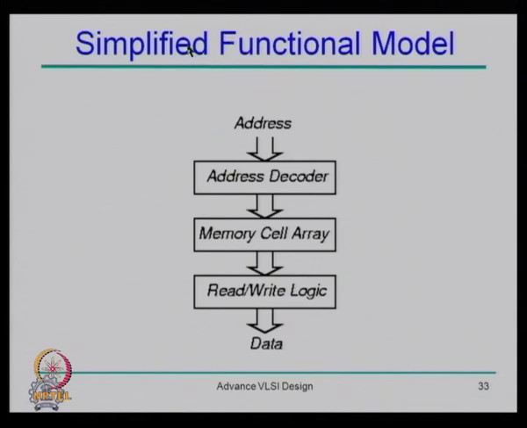Now as I said, memory does some restricted function, so we can generate a simplified functional model for that. You place the address for the memory, the address decoder will decode the address, it will enable one of the memory cells and then you will read or write that, and if you are reading, you will get data out. Now there can be a fault in the decoder, so that means your decoder may enable two cells or multiple cells, or it may not enable any of the cells. Your memory cell may be stuck to always logic 0, may be stuck to logic 1, or there may be a coupling between the memory cells.